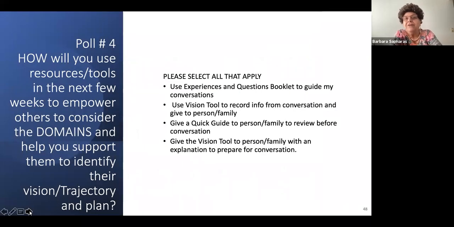So we have one final poll. We've given you resources. And what we'd like to know is, how do you think you can use these? Are you going to use that booklet to guide your conversations? Are you going to use the vision tool to record your conversations with people and then give it to them to think about at a later time?